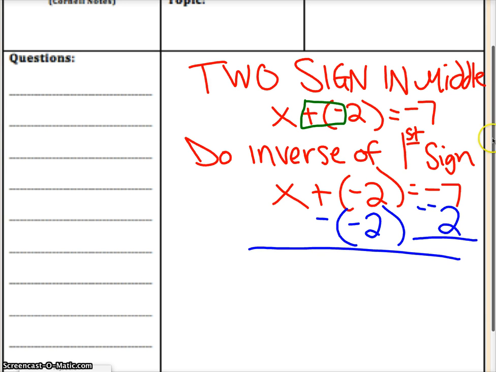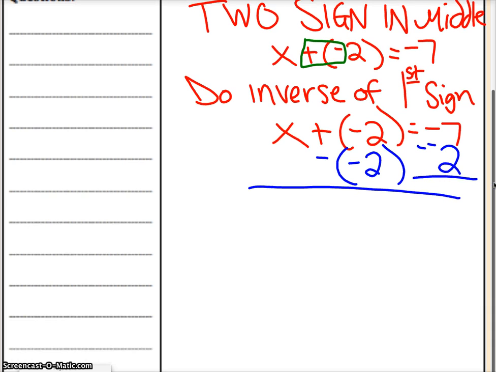But what is minusing a negative? What do you really do, Michael? Well, if the two negative signs are next to each other, you do plus plus. It's just plussing. So when you minus a negative, it's just plussing. So this is just turning to plus 2, plus 2. So you get x equals negative 7 plus 2 is a negative 5.